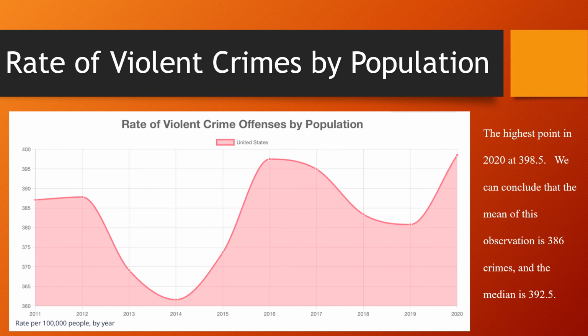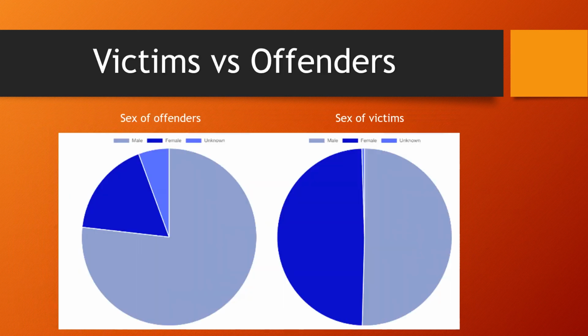The next set of data we would like to further expand on this topic is regarding the victim versus offender demographic. The left pie chart indicates the sex of the offenders and the right one the sex of the victims. It is obvious from these pie charts that offenders are predominantly males. However, the victim sex is split almost equally between males and females.